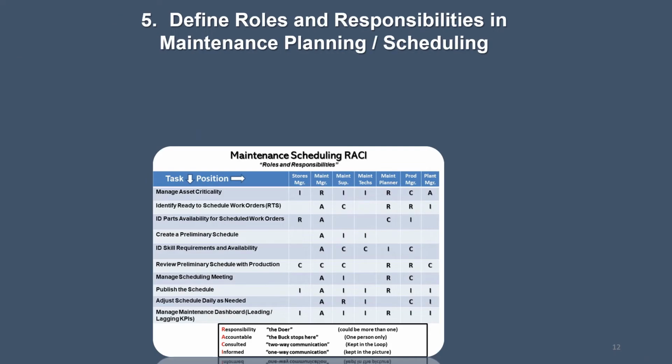Identify roles and responsibilities. So number 6 is defining roles and responsibilities in maintenance planning and scheduling. Very critical so people know how they play this game called planning and scheduling. I'm using an example on this one, the maintenance scheduling, using a RACI chart. RACI defines roles and responsibilities. Typically the way it works, R is responsible, the doer. You can see it in blue at the bottom. There could be more than one person. Accountable, the buck stops here, can only be one person per task. Consulted, two-way communication. Informed, one-way communication, kept in the loop.